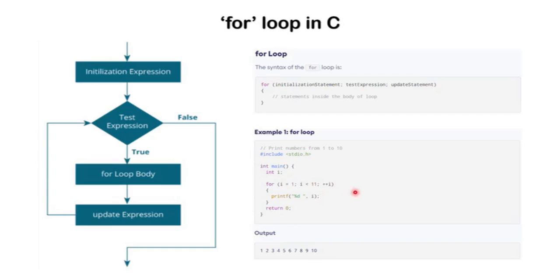So this is how a for loop works. First is the initial expression, then the condition, then the update expression. And for all the statements in the body of the loop, you need to give curly braces.